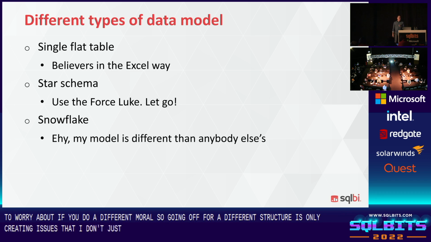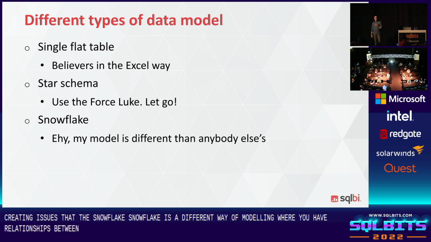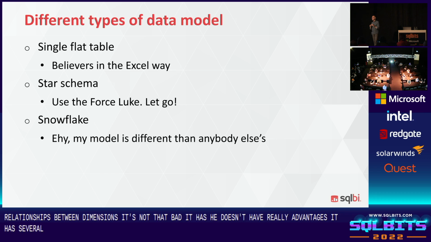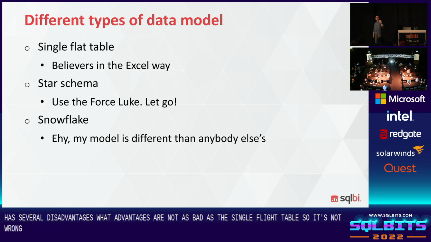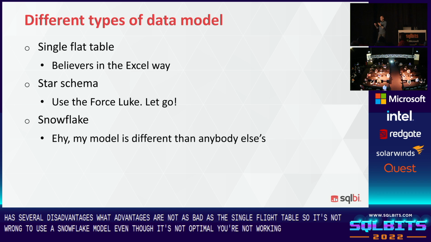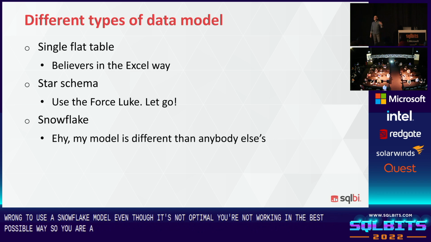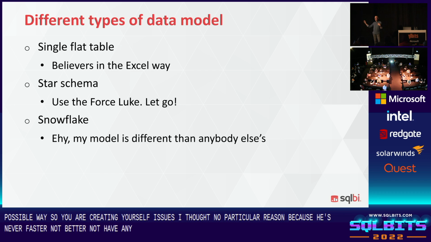And then the Snowflake. Snowflake is a different way of modeling where you have relationships between dimensions. It's not that bad. It doesn't really have advantages. It has several disadvantages, but those disadvantages are not as bad as the single flat table. So it's not wrong to use a Snowflake model, even though it's not optimal. You're not working in the best possible way. So you are creating issues for yourself for no particular reason, because it's neither faster, nor better, nor has any other advantage. It has only some small disadvantages.